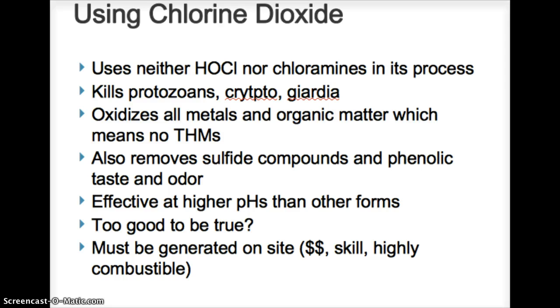Now, this method, using chlorine dioxide, uses neither hypochlorous acid nor chloramines in the process. It kills protozoans, Cryptosporidium, Giardia. It oxidizes all metals and organic matter, which means it produces no trihalomethanes. It also removes sulfide compounds and phenolic taste and odor. And it's effective at higher pHs than other forms.